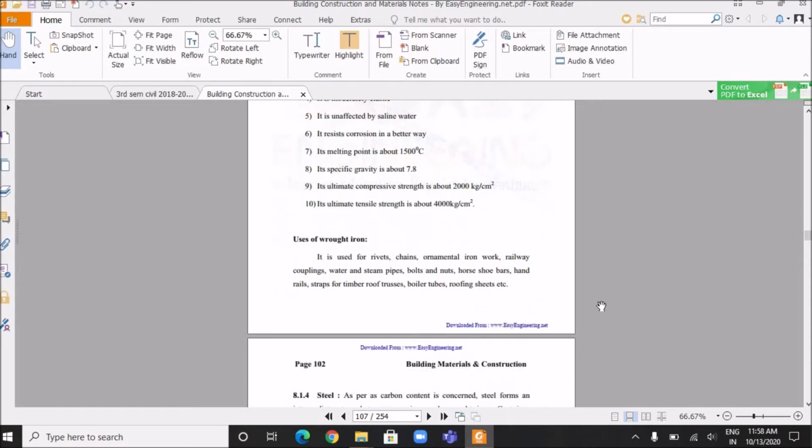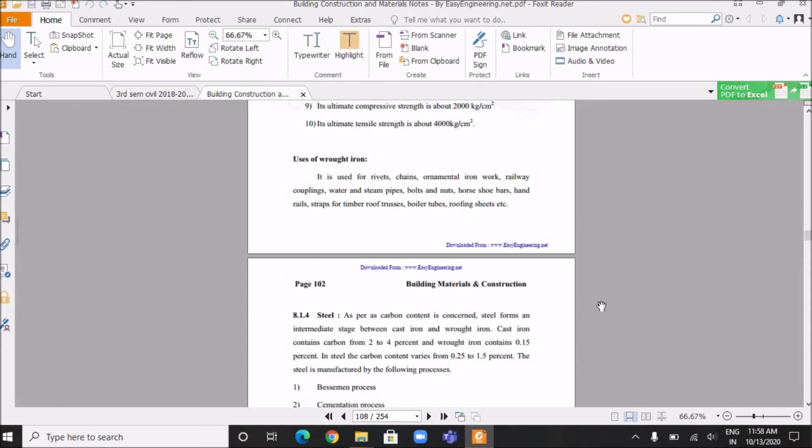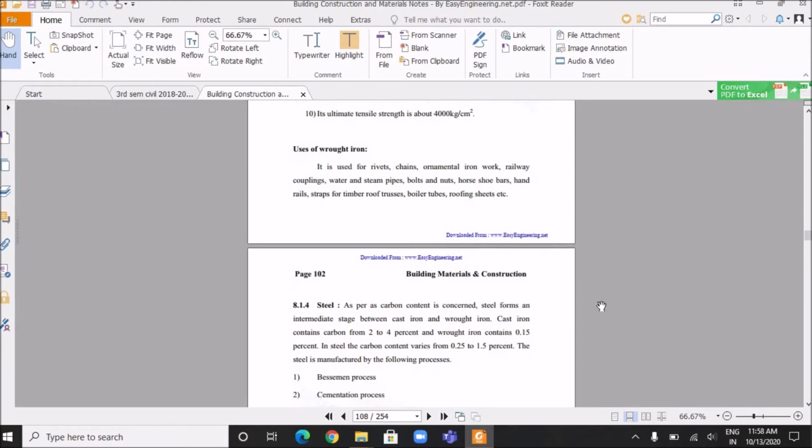Uses of wrought iron. It is used for rivets, chains, ornamental ironwork, railway couplings, water and steam pipes, bolts and nuts, horseshoe bars, handrails, straps for timber roof trusses, boiler tubes, roofing sheets, etc.